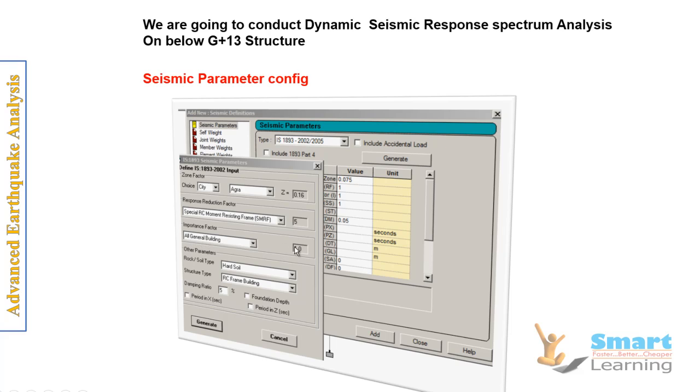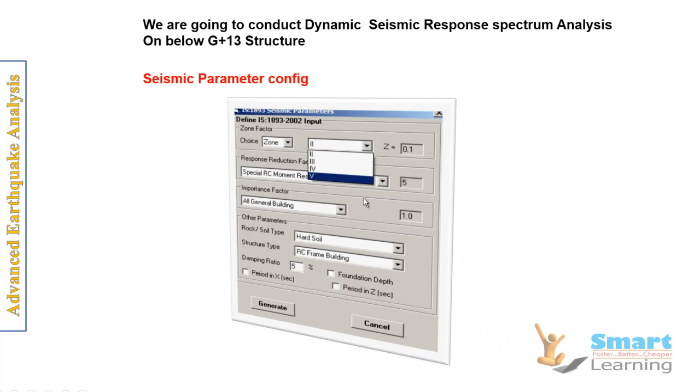In case of a general building this is 1, in case of a critical structure it is 1.5, and then the type of soil which we are going to configure and the type of structure for resisting the earthquake vibration, that is RC frame building, which is mostly recommended, and the damping ratio which you need to assign to a structure, and based on that this code will be configured.